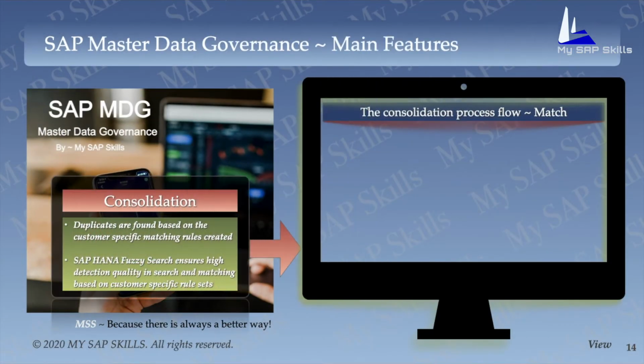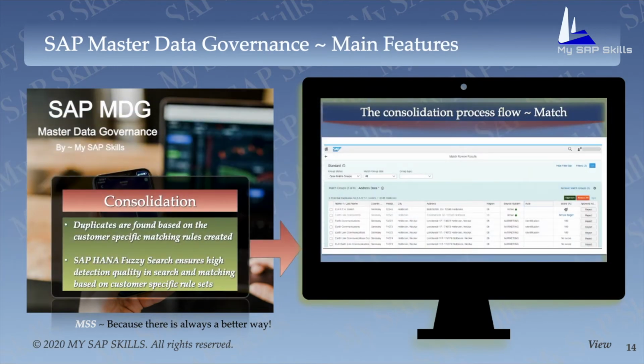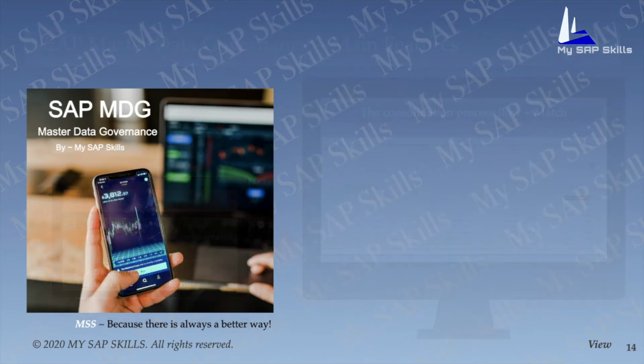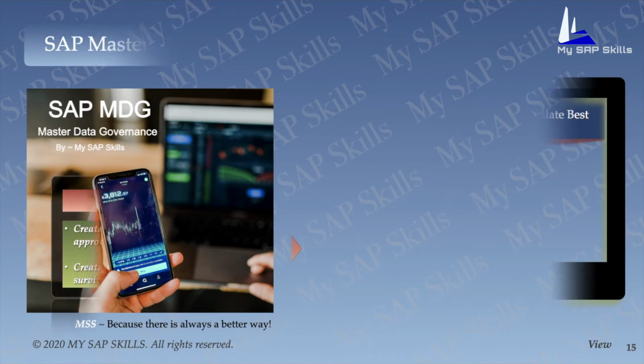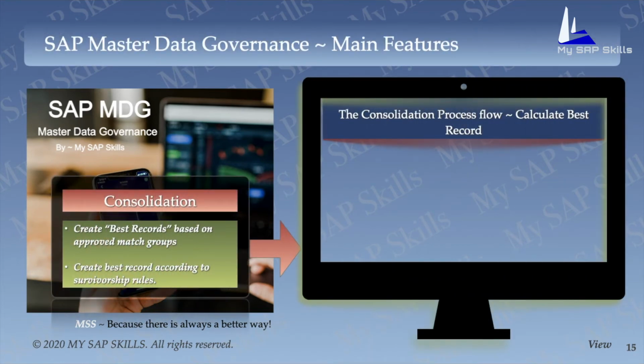Matching of existing data helps to reduce the redundancy in the master data records in the organization. Duplicates are found based on the customer-specific matching rules created. SAP HANA Fuzzy Search ensures high detection quality in search and matching, based on customer-specific rule sets. Here you can see some examples on the screen.